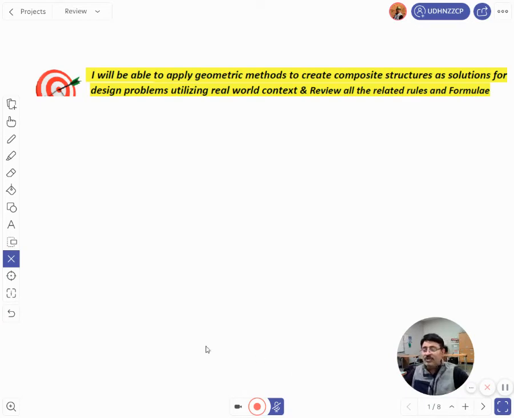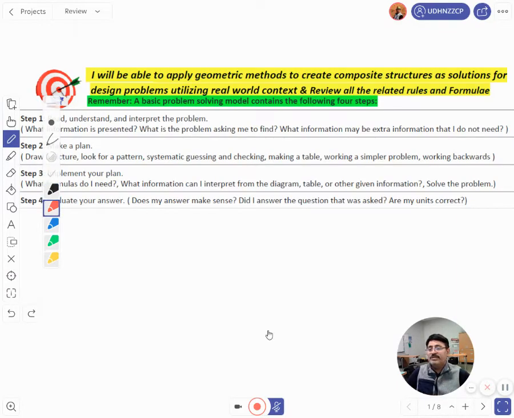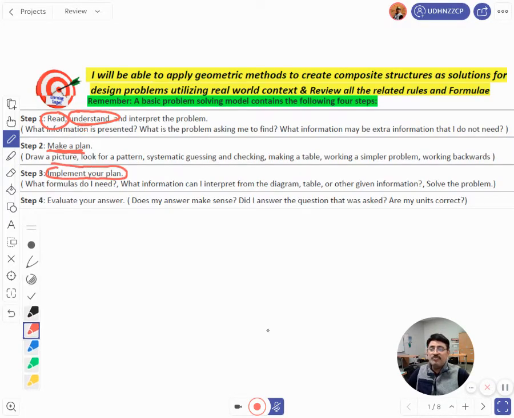Okay, so these are the basic rules you have to remember. In my previous sessions, I also mentioned that first you have to read and understand. Second one is make a plan, especially draw a picture, and then implement your plan, which formula you have to use, which rule. And next one is evaluate the answer, like whether it makes sense. So let's go to the next page.